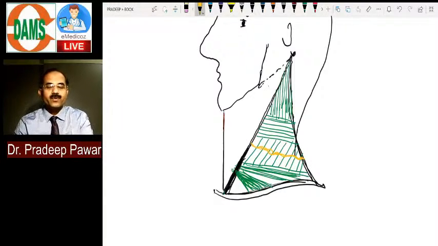So which muscle would be paralyzed? Trapezius as well as sternocleidomastoid? Yes, what do you say?